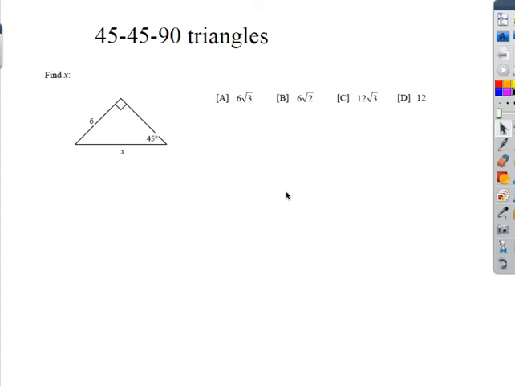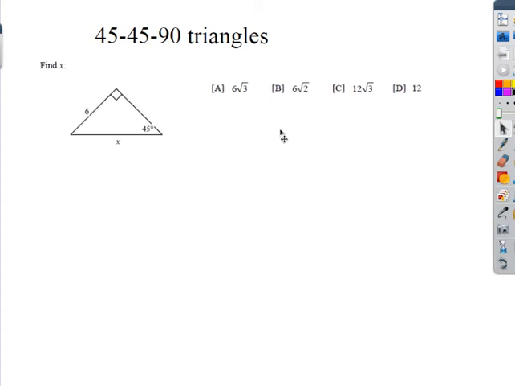45, 45, 90 is special, and it has a nice little rule here that looks like this: 1, 1, square root of 2. You might be saying, well, what are you talking about? The legs, which are the sides adjacent to the right angle, basically next to the right angle, those are 1 and 1. And then the hypotenuse, the one across from the right angle, is the square root of 2.